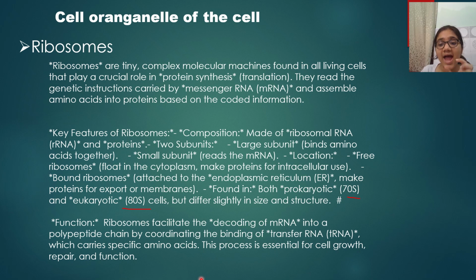It means S stands for Svedberg's unit. It is a unit which means the numerical coefficient. It defines the density or the size of the cell but differs slightly in its size and the structure.